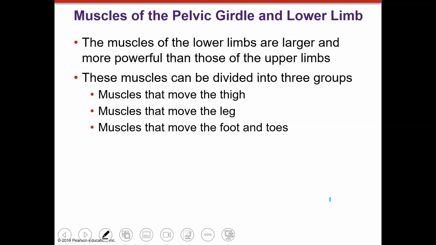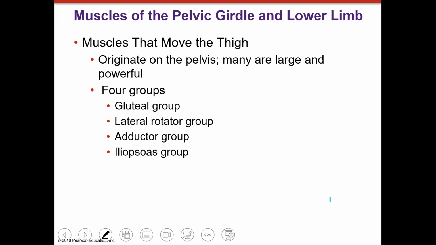We're going to look at muscles that move the thigh, muscles that move the leg, muscles that move the foot and the toes. So muscles that move the thigh, they're going to originate on the pelvis. Many are large and powerful. So we're looking at 4 groups: the glutes, lateral rotators, adductors, and iliopsoas.